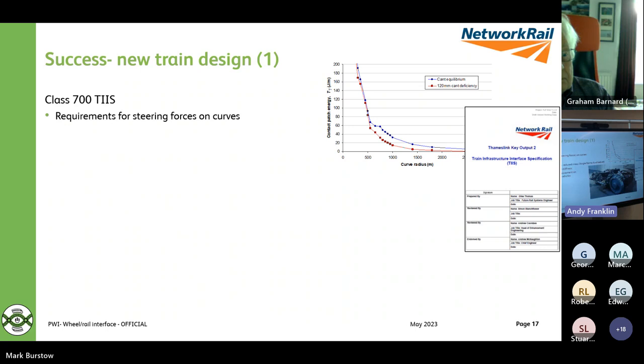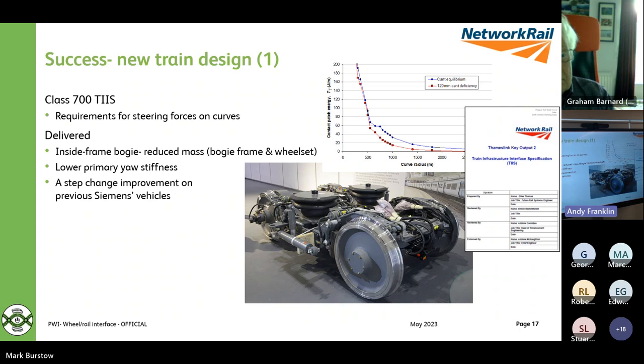What was actually delivered was a very nice, lightweight inside frame bogie. The inside frame is beneficial because it reduces mass, and so reduces unsprung mass as well, because the axles have inboard bearings, so the axles are smaller. So it's a very track-friendly bogie with a soft yaw suspension and quite a tight wheelset spacing. It was very different from everything that Siemens had ever offered us before. So this was able to drive almost a step change in the vehicle designers' thinking about what they wanted to provide.